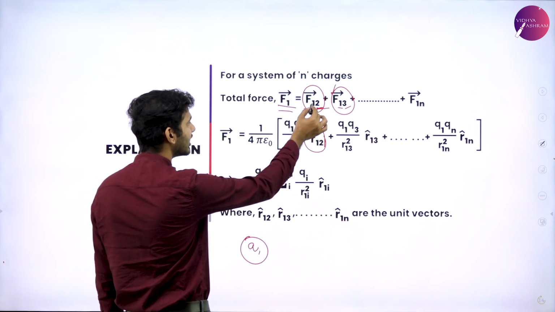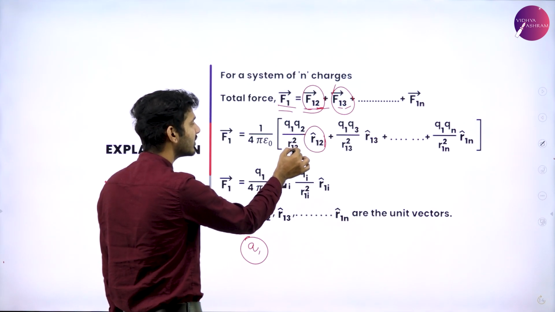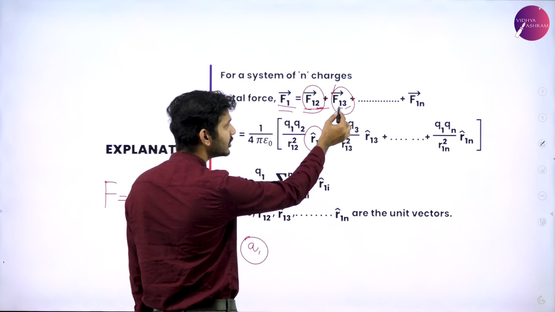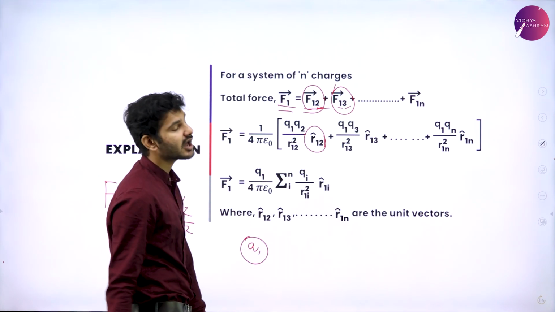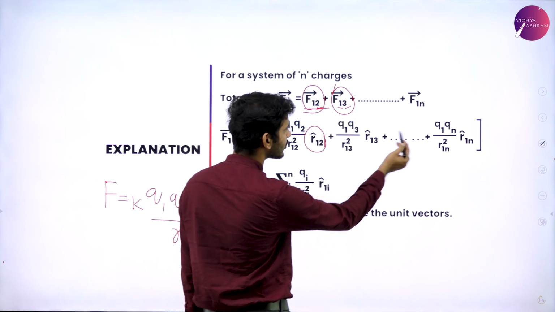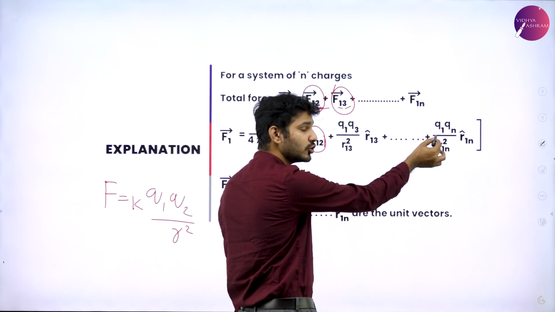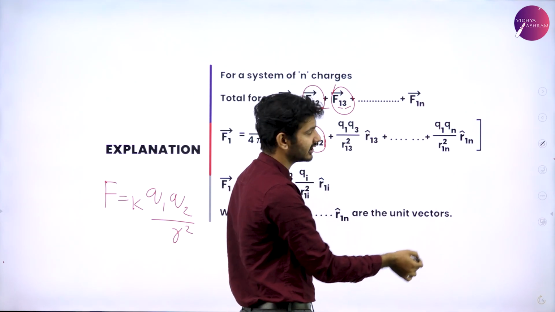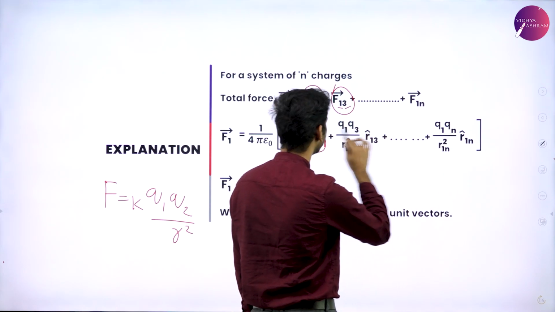So first we'll find out F12, that is due to Q1 and Q2, and the distance between them is R12 square, plus the force due to 1 and 3. So Q1, Q3 divided by R13 square, and so on up to F1n, the force experienced by Q1 due to Qn divided by the distance between them, that is R1n square. So all this will be added together.